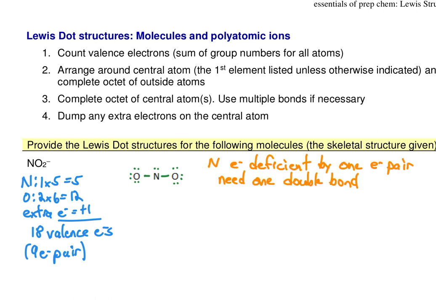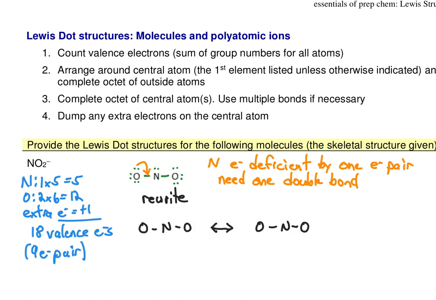This is going to result in 2 resonance structures because we can use either oxygen atom as the source of the lone pair. So let's consider this one. We have this lone pair converted to a bonding pair, and we'll rewrite the structure.